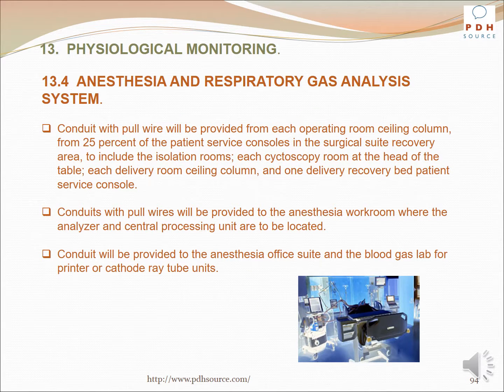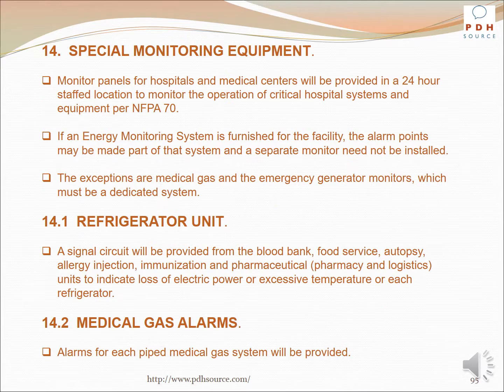With regard to the anesthesia and respiratory gas analysis system considerations, conduit with pull wire will be provided from each operating room ceiling column, from 25% of the patient service consoles in the surgical suite recovery area to include the isolation rooms, each cystoscopy room at the head of the table, each delivery room ceiling column, and one delivery recovery bed patient service console. Conduits with pull wires will be provided to the anesthesia workroom where the analyzer and central processing unit are to be located. Conduit will be provided to the anesthesia office suite and the blood gas lab for printer or cathode ray tube units.